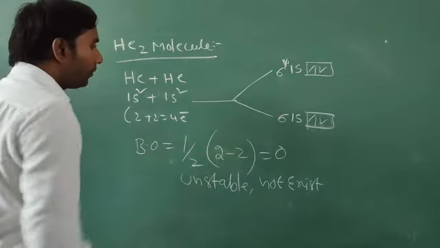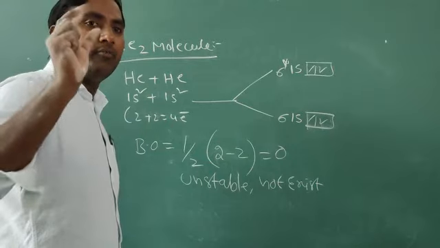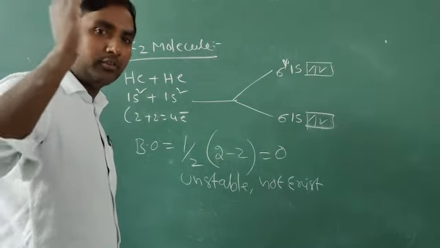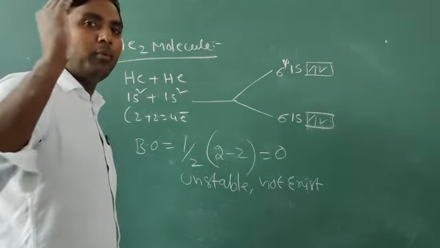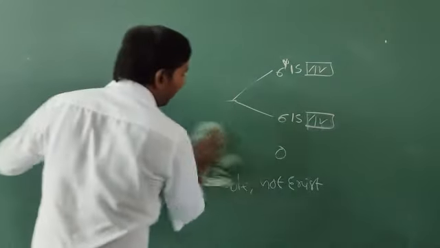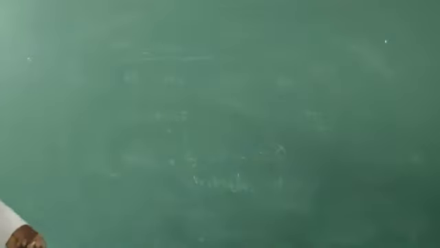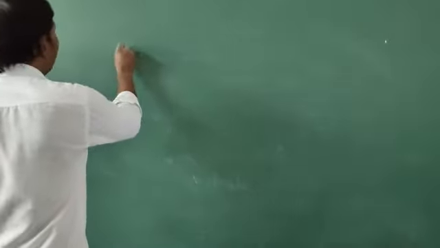So use this formula: bond order equals 1 by 2 into the number of bonding molecular orbital electrons minus the number of anti-bonding molecular orbital electrons. Lithium, beryllium, boron, carbon, nitrogen, like that we will do. For example, nitrogen.